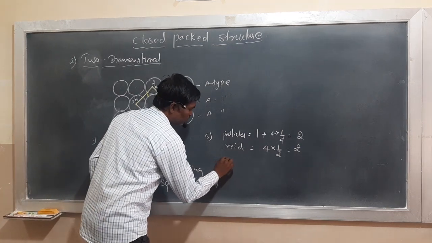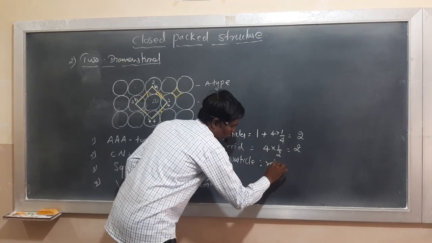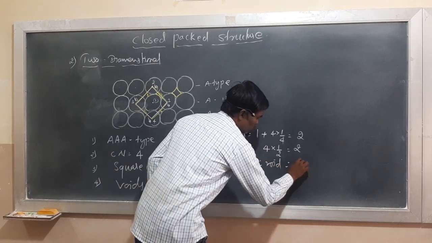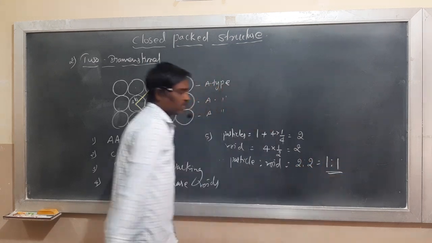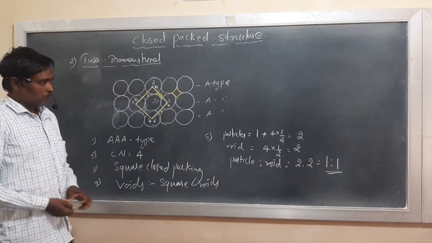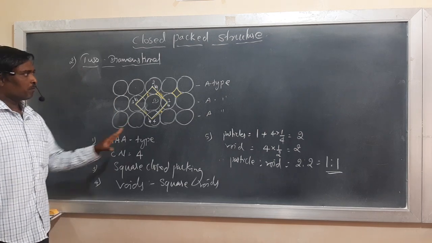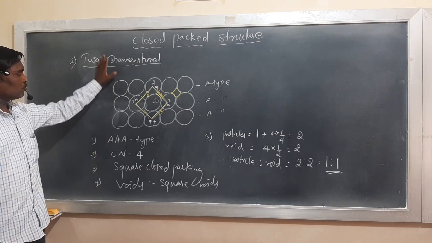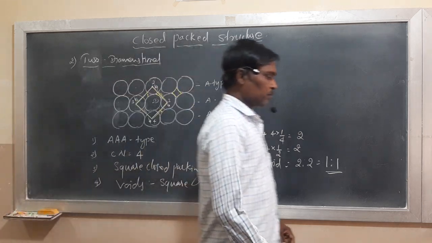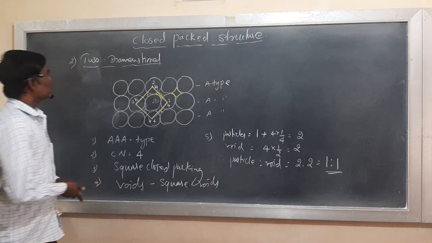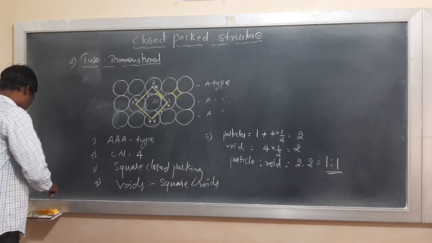Therefore, the particle void ratio, you can write it is 2:2 or 1:1. That shows the particle void ratio is 1:1. That means if 100 particles are arranged in AA type in two dimensions, then 100 particles will create 100 square voids. So this is about the two-dimensional arrangement. This is the first arrangement. There is another type of arrangement. Let me show you that.